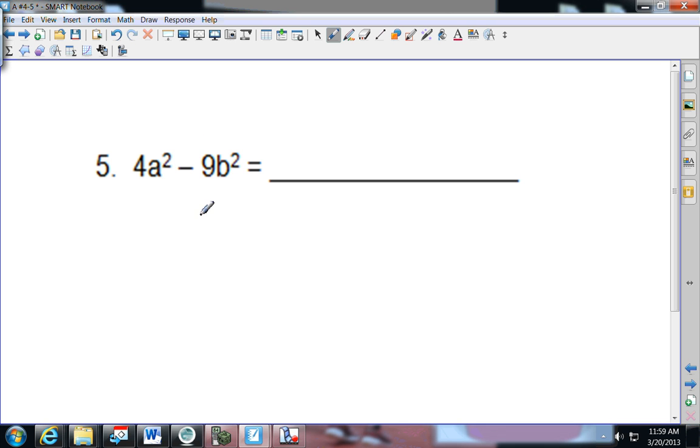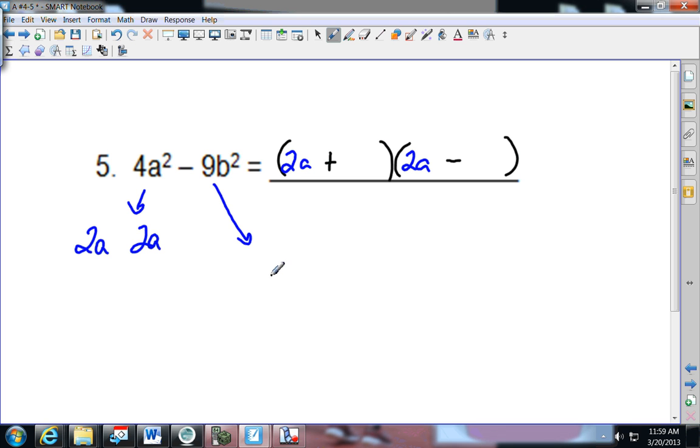On this one, it is a difference of squares. There's 2 terms. There's a minus sign. So I'm going to split it up. I've got a plus and a minus. 4 splits up evenly as 2 and 2, and the A's split up. So I have 2A and 2A. 9B squared. 9 splits up evenly as 3. Whoops, not an A. Try B. It'll be 3B and 3B. So it's a positive 3B and a negative 3B.